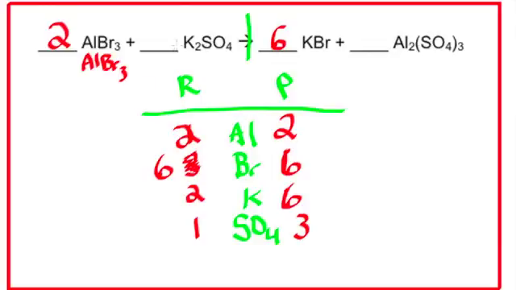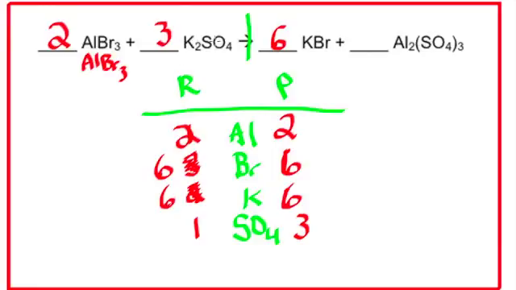I'm going to keep going left to right. Potassium is next. 2 were there at the beginning, but 6 are there at the end. That's not possible. I had to start with 6. Well, the only way that I can start with 6 if they're groups of 2s is to make 3 of these. 3 potassium sulfates. 3 times 2 is 6. Give me the 6 potassium that I need.